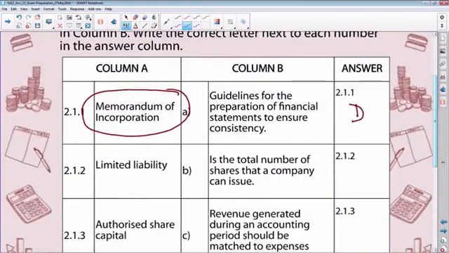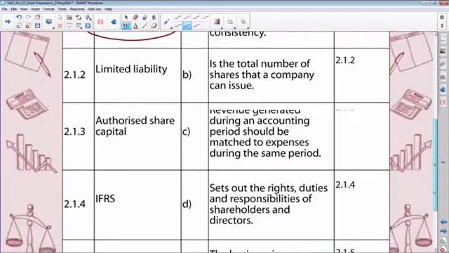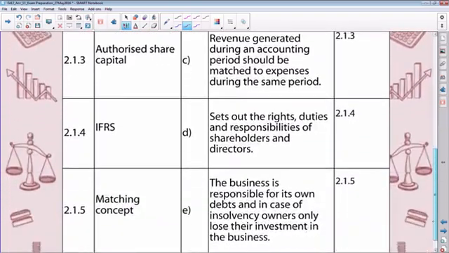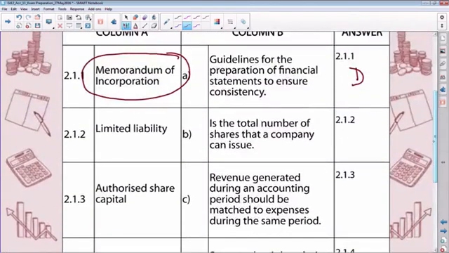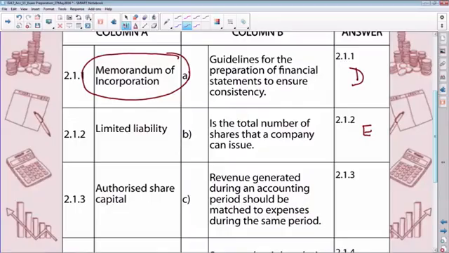Limited liability, this one should definitely not be a problem for you. Remember with companies, what we know about limited liability, it says here that the business is responsible for its own debts. And in case of insolvency, owners only lose their investments in the business. That's right. When they're talking about limited liability, right, they are referring to the debt of the investors is limited to how much they have invested in a company.